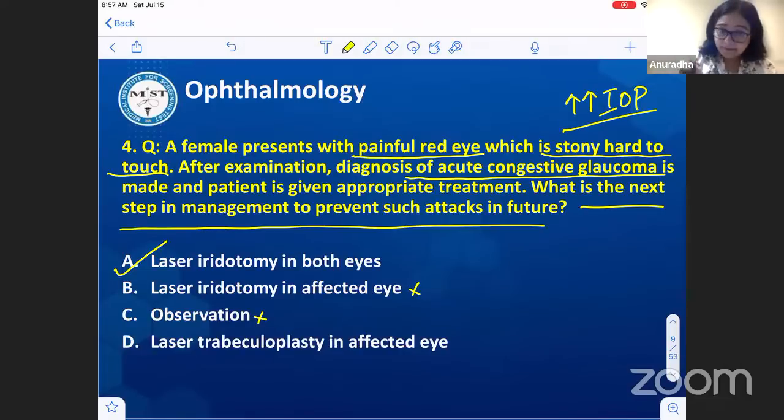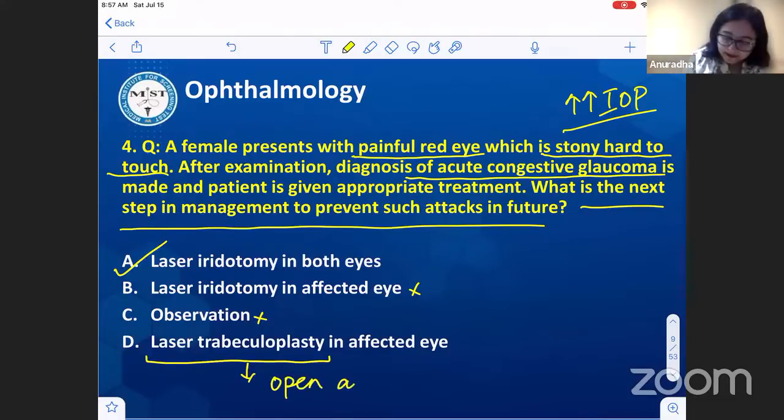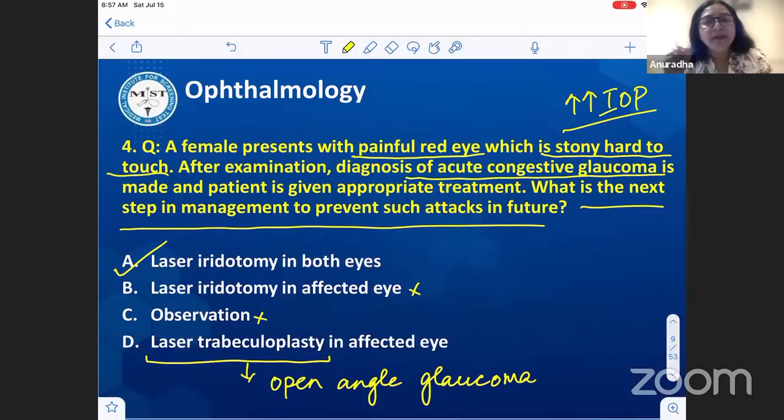permanent glaucomatous damage. Laser trabeculoplasty, this procedure is for open angle glaucoma cases. The trabeculoplasty is where you apply laser to the trabecular meshwork. That is why the name trabeculoplasty. So that is the procedure which you do for open angle glaucoma. For angle closure glaucoma, once again, we do laser iridotomy, that too in both eyes.